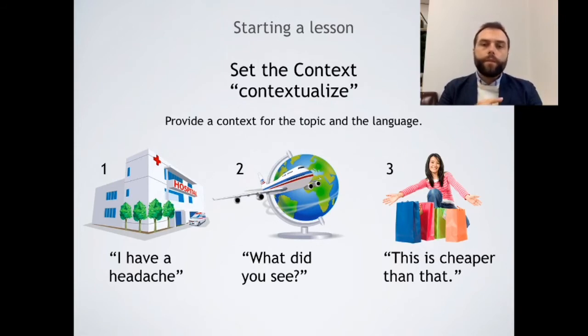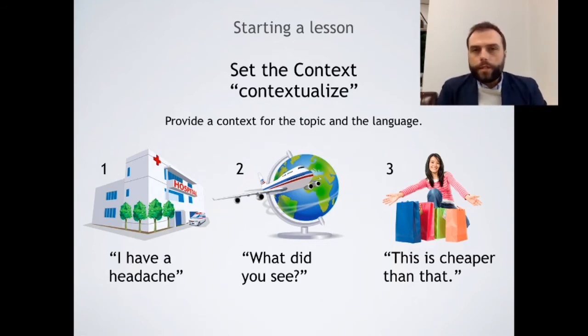Number three, the target language: this is cheaper than that. So it's comparative, and a context for this is shopping. Often when we are comparing things, the size, the color, the price, things like that, we do that when we're shopping. So shopping for items could be a context for this target language.